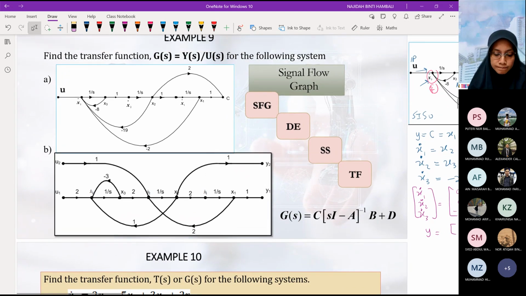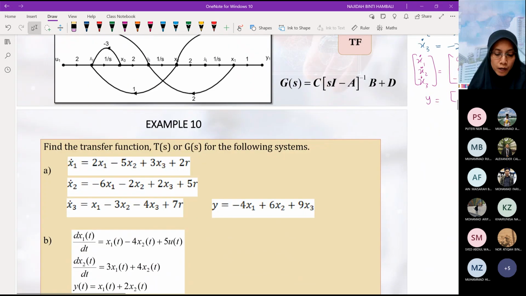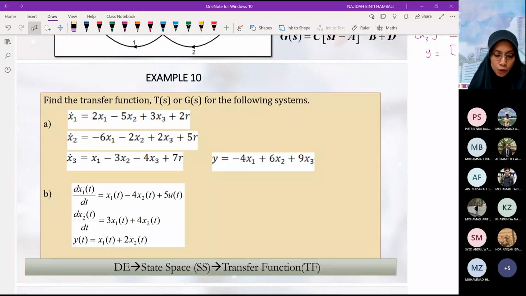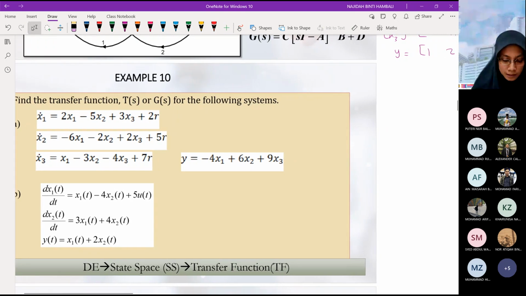Then, okay, next for example 10, this one you are given the equations. Then you can directly construct your state space equation. This one is easy. Okay. You can already construct directly.